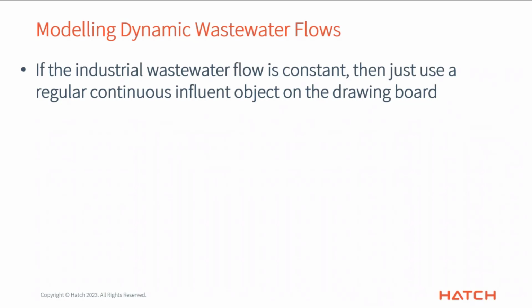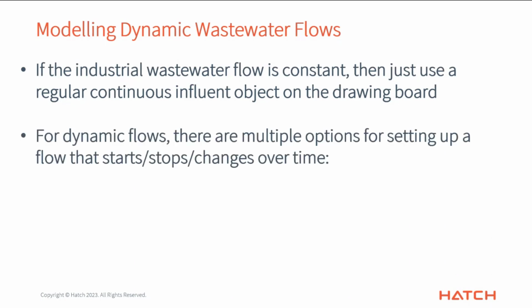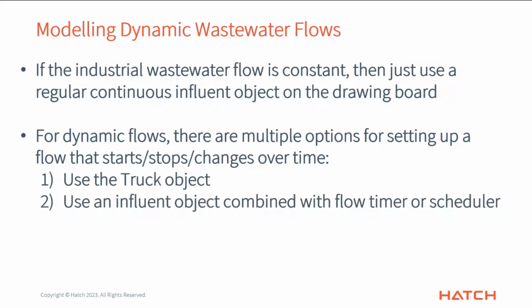If the industrial wastewater flow that's coming in is constant, then you can just use an influent object like the one I was just showing. But for dynamic flows where things are starting and stopping over time, there are a couple of other options. We could use the truck object, which I'll show you in a moment. We can use an influent object combined with the flow timer or scheduler process control object that you could put on the drawing board next to it and hook up.